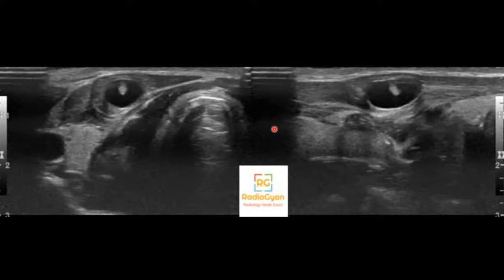Very good. So this is an axial ultrasound at the level of the thyroid. So you see the thyroid, you see the larynx, and this is the sagittal section at the same level. So what we see here is an anechoic lesion with an eccentric echogenicity.